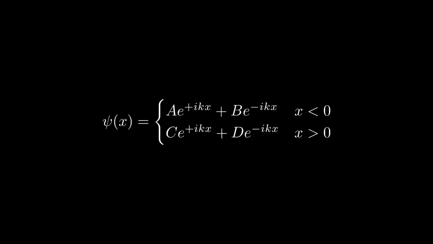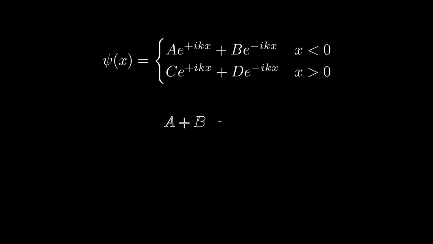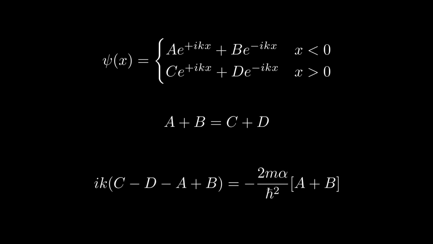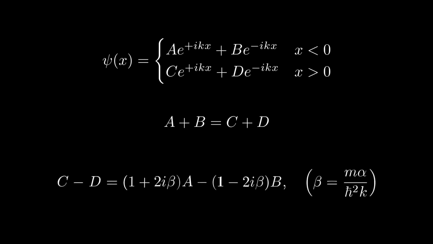By continuity, we must have that A + B = C + D. Furthermore, using the same jump condition as before, we can perform some algebraic manipulation to find that C - D has to be equal to A times (1 + 2iβ) minus B times (1 - 2iβ), where β is equal to mα/ħ²k.